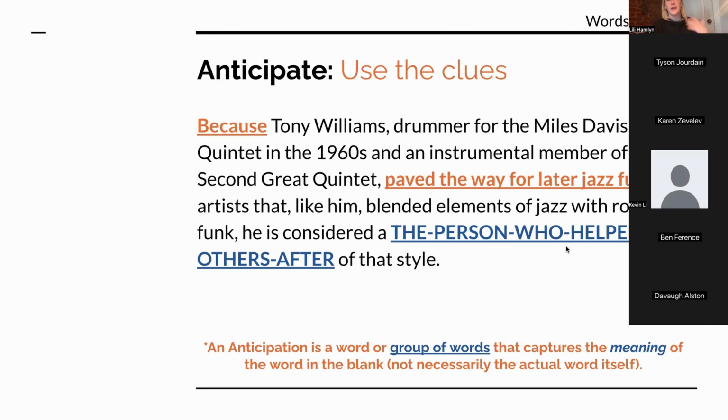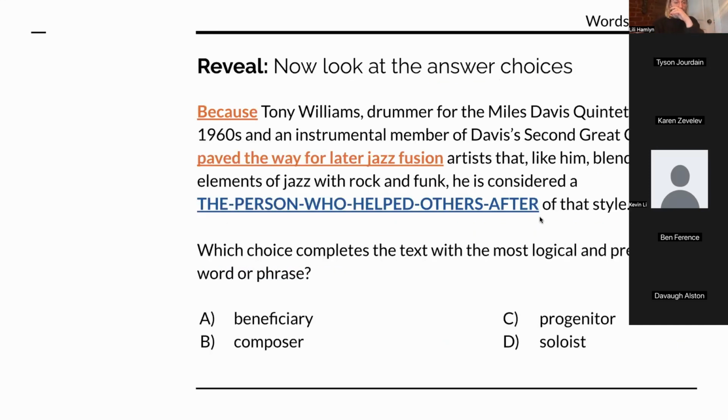So then we have the meaning of the word. Now we reveal. Let's look at the answer choices. Does anyone want to put in the chat any suggestions of what we could eliminate at this point? We've got beneficiary, progenitor, composer, and soloist. Soloist, yeah, we can definitely get rid of soloist for sure. Any others we can get rid of?